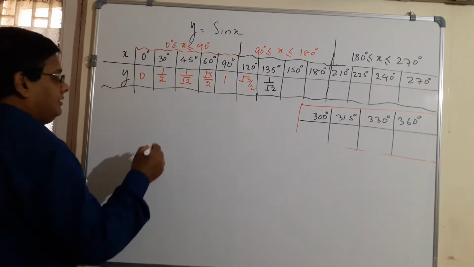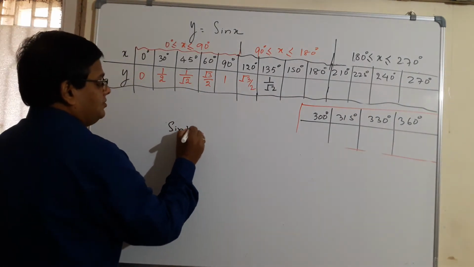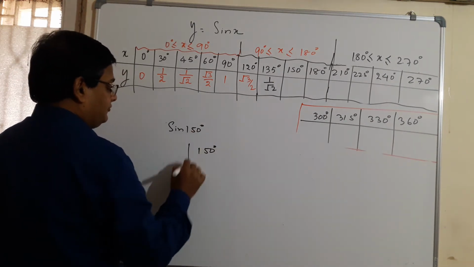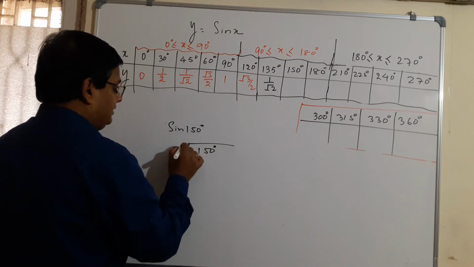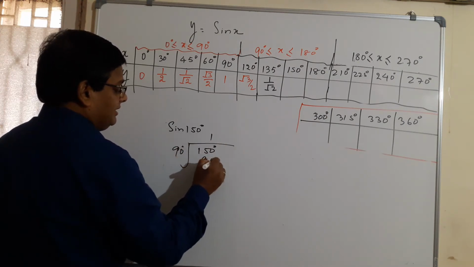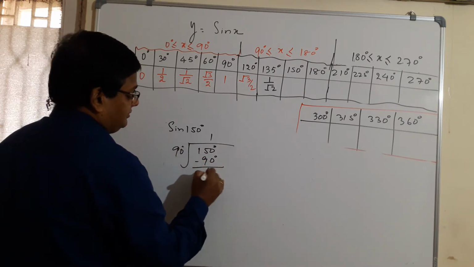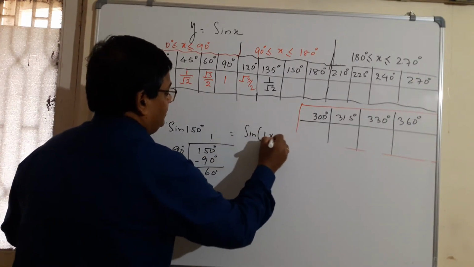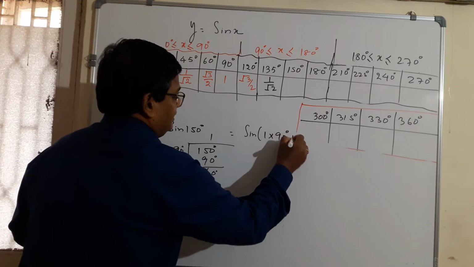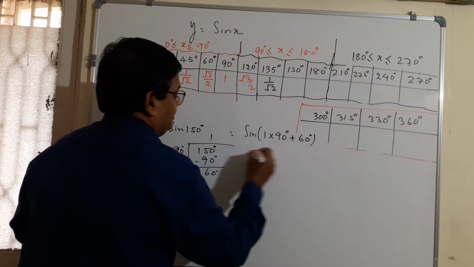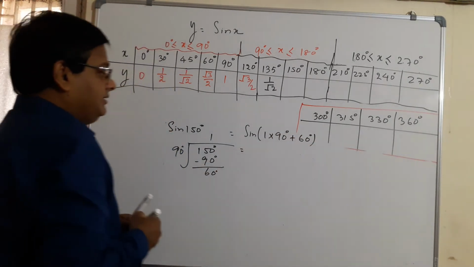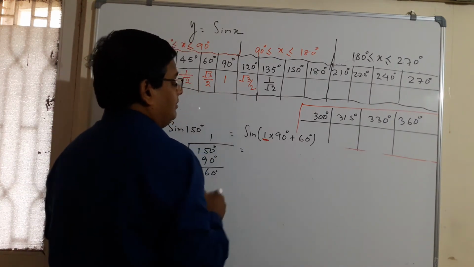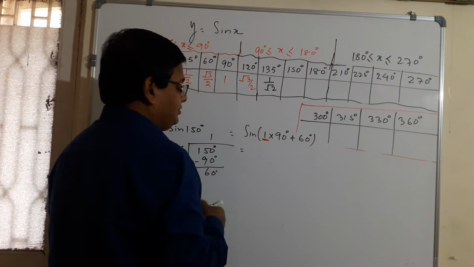Sine 150 degree. The first multiple of 90 degree is 1 times 90, and the remainder is 60 degree. So we can write sine of 1 into 90 plus 60 degree. Here 1 is an odd number, so sine changes into cos.